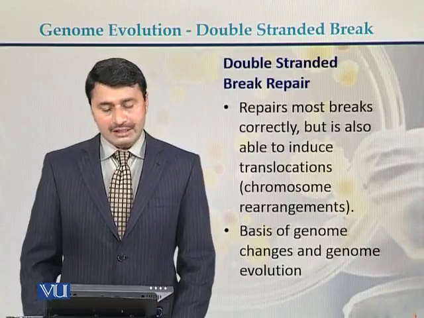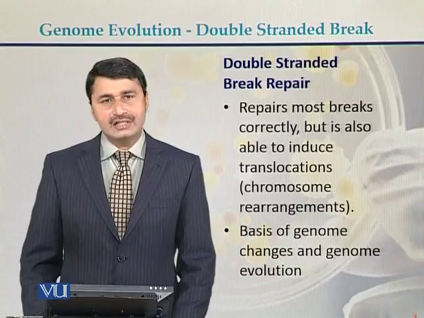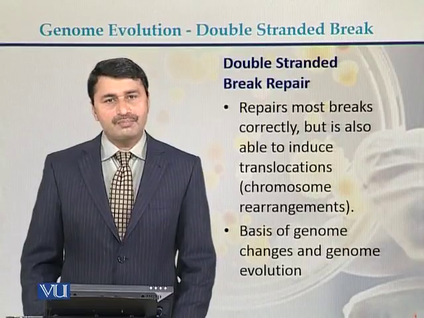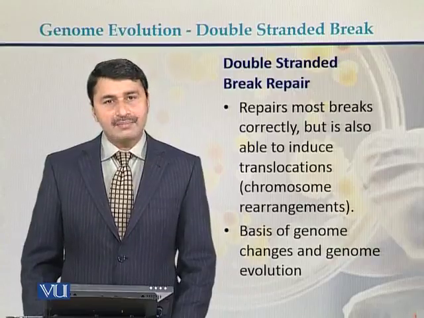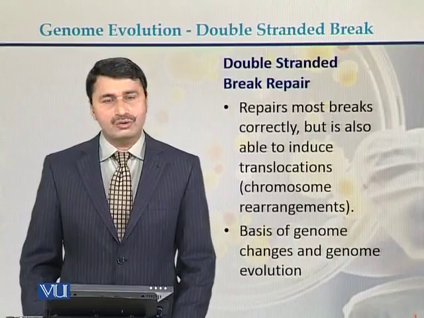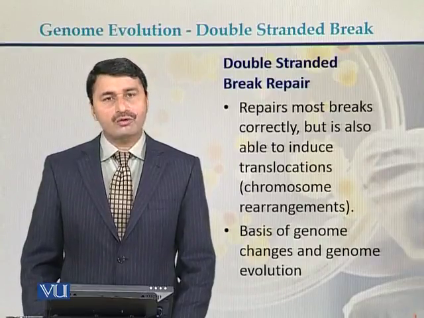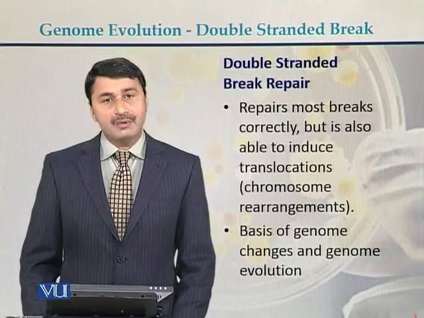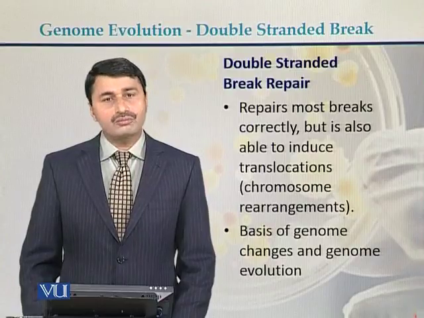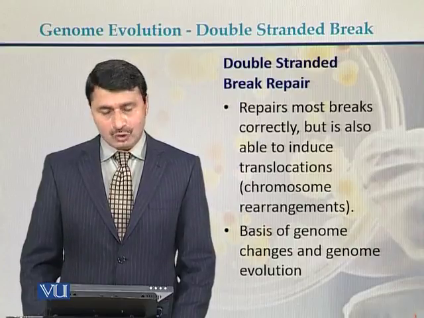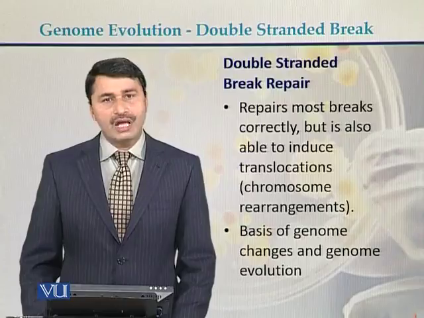A repair mechanism which is present in the cells or genomes of mammals and eukaryotes repairs most breaks correctly, but sometimes it can induce translocations in the chromosomes, which can be in the form of chromosome rearrangements. These translocations or chromosomal rearrangements are actually the basis of change in the genome, and they are the basis for genome evolution.